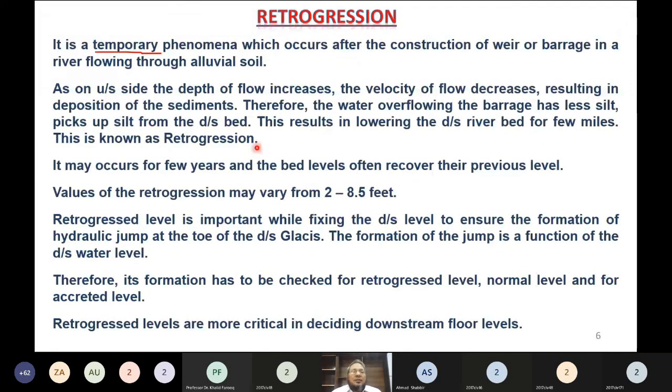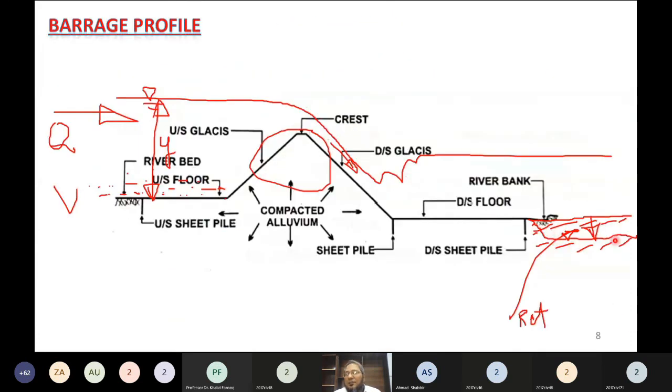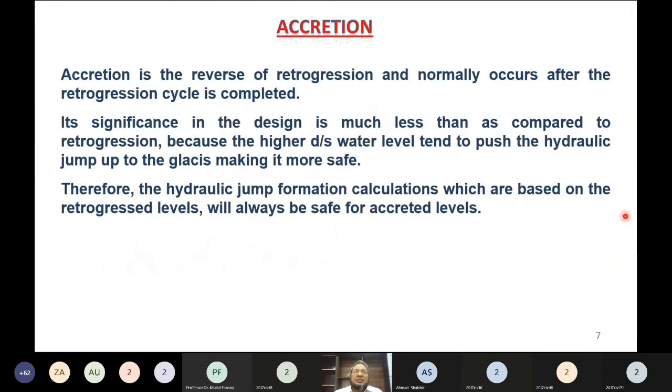retrogression. It may occur for a few years, maybe 2, 3, 4, 5 years, and the bed levels often recover their previous level. Would you follow it? After certain times, the bed level may recover, maybe 90% or 80%, after certain years.